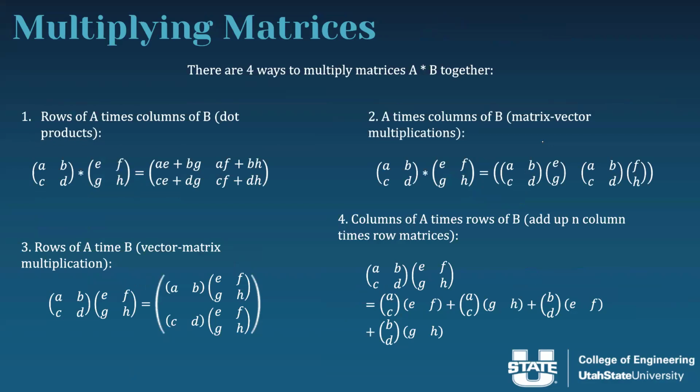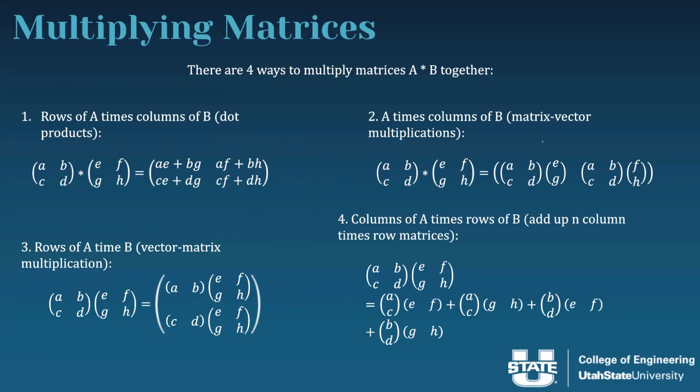So there are a few ways that you can go about multiplying matrices together. We can do this row of A times column B, which is going to be the dot product. So you have A times E, and B times G right here. That's your first element. And it'll rinse and repeat: A times F plus B times H. That's your second element here, and so on and so forth.